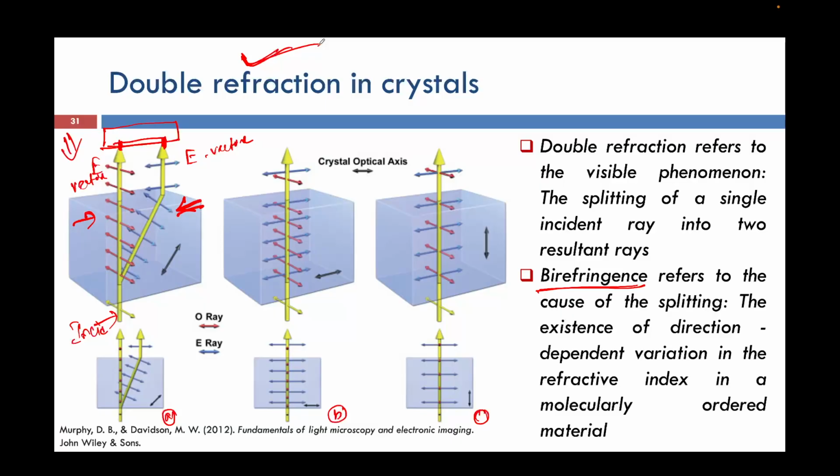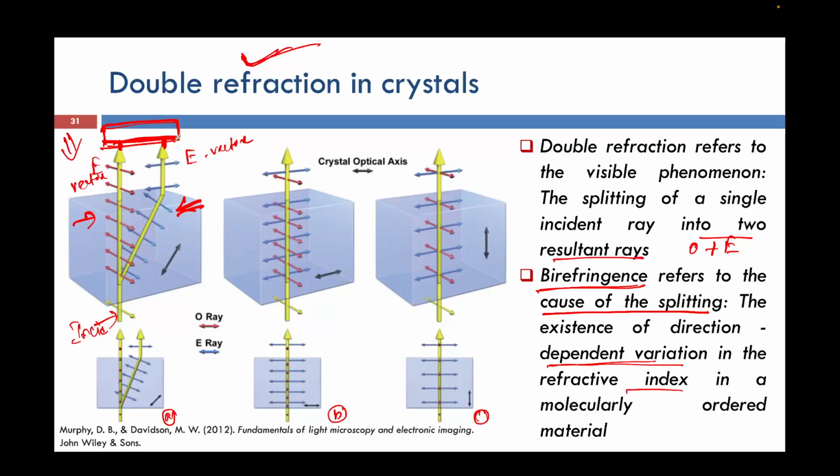Though we generally say that double refraction and birefringence are the same thing, technically they are not, because double refraction refers to the splitting of the ray into two resultant rays, one is O, one is E. And birefringence refers to the cause of the splitting, that means the direction dependent variation in the refractive index. So double refraction says our incident ray is getting split into two types. Birefringence tells us why it is getting split into two types.